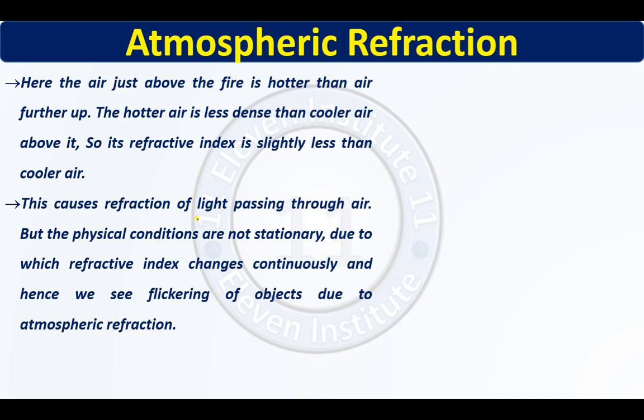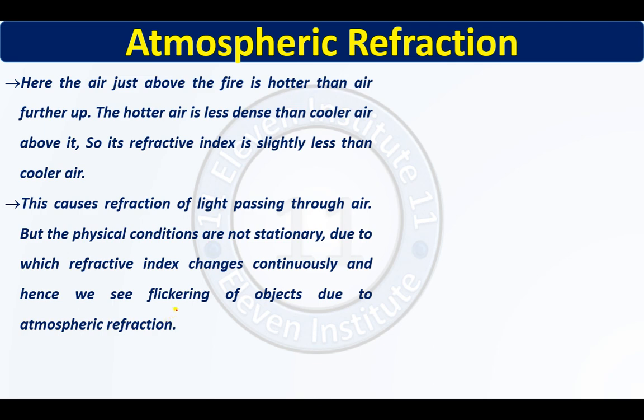This causes refraction of light passing through the air. What causes refraction of light? The difference in the refractive index. But the physical conditions are not stationary, due to which the refractive index changes continuously, and hence we see flickering of objects due to atmospheric refraction.